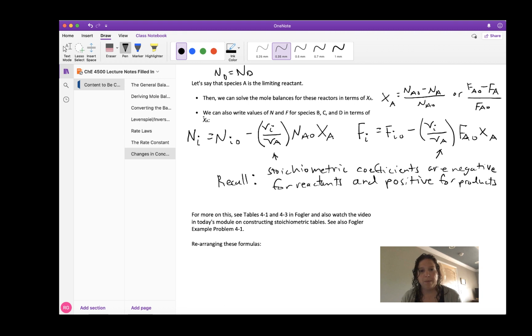So you may remember these formulas may look familiar to you. They are the exact formulas that we used in the material and energy balance course when we did the extent of reaction method.